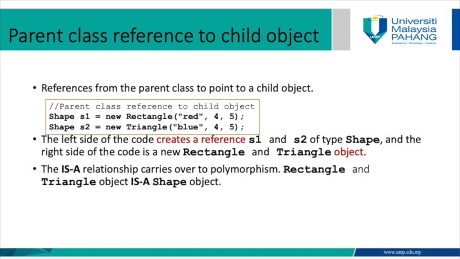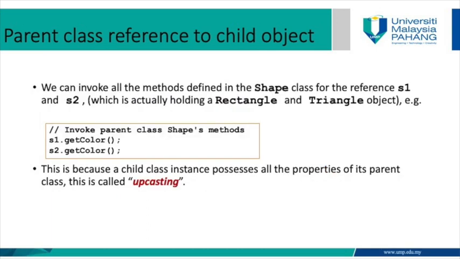So the is-a relationship carries over to polymorphism. The relationship here is the is-a relationship, as we learned in the previous chapter. The relationship between parent and child is an is-a relationship, and a Rectangle and Triangle object is a Shape object. It's showing that the Rectangle and Triangle, which are the child classes, are objects of the Shape, which is the parent. So in polymorphism, we can also invoke all methods defined in the Shape class for the references s1 and s2, which actually hold a Rectangle and Triangle object.